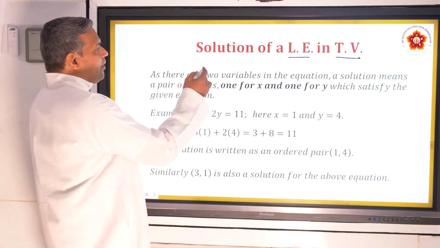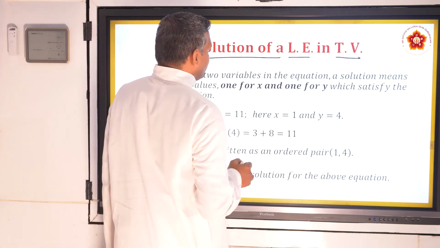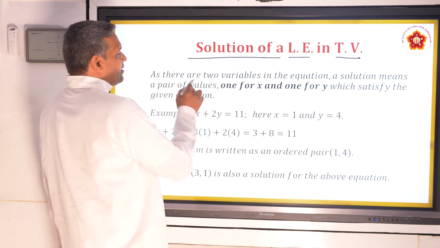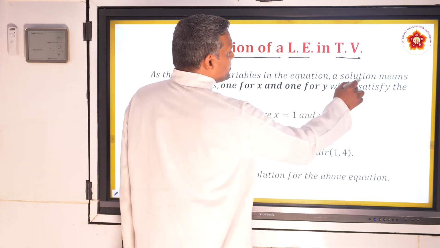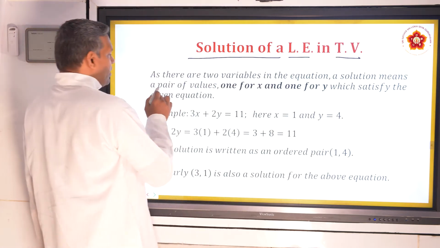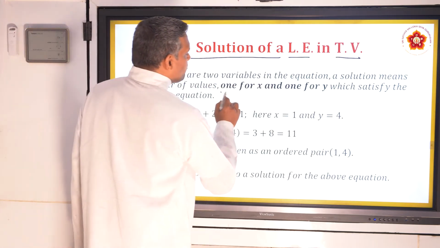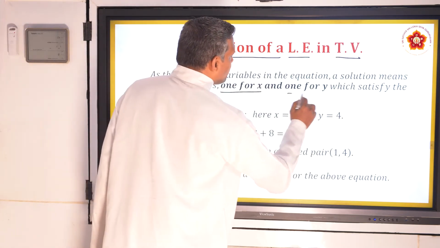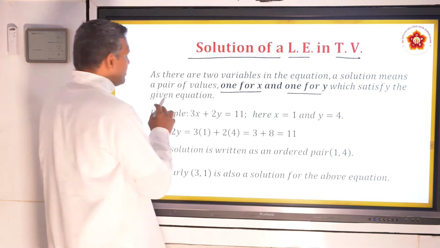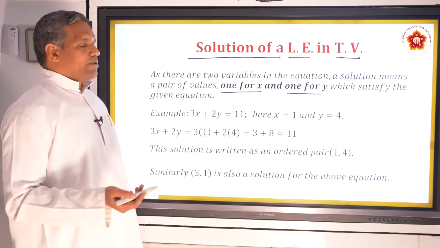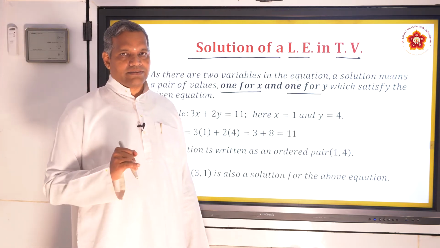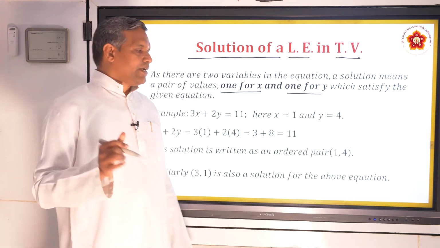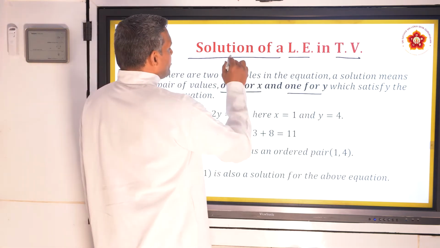So come back. What is the solution of a linear equation in two variables? As there are two variables in the equation, a solution means a pair of values, one for x and one for y, which satisfies the given equation. So what do you have to find? Find the value of x, find the value of y, that's all it is. That's the meaning of the solution of a linear equation.